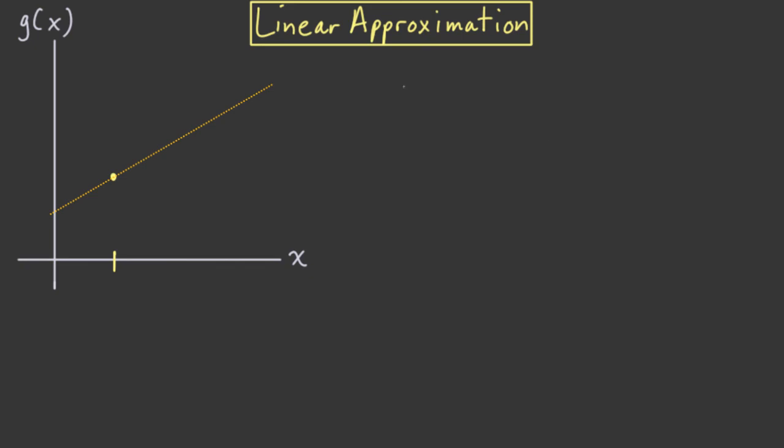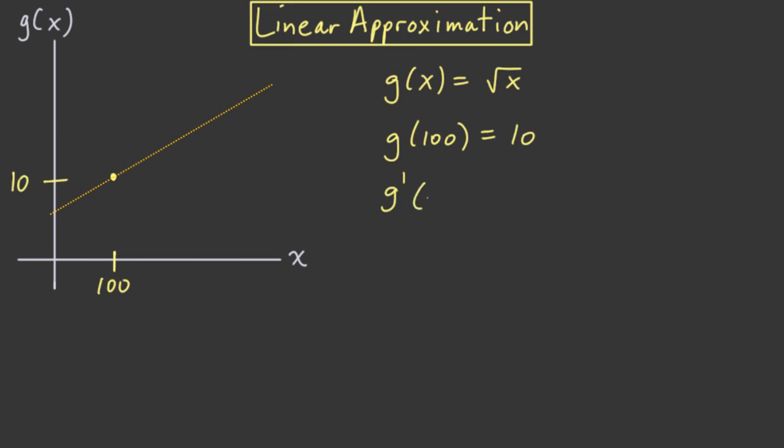In the example we had you think about, the function was the square root function. And you can calculate that g of 100 equals 10. So that's the height of this point. And the derivative of g at x equals 100, that was 0.05. So that's the slope of the tangent line.